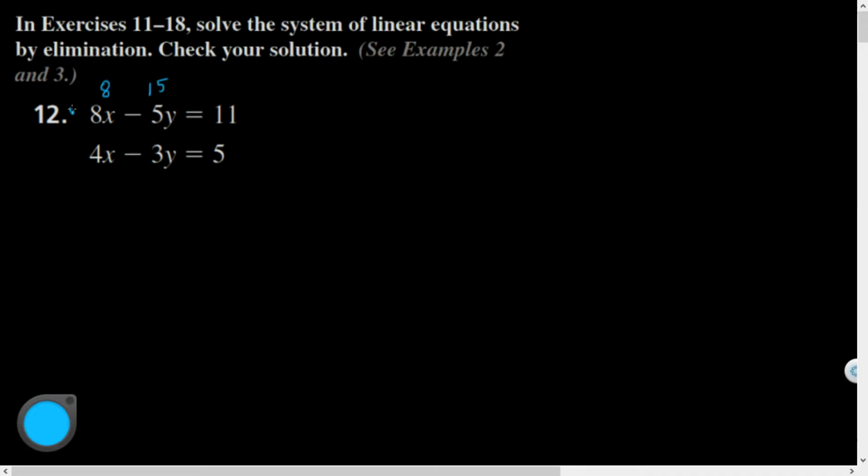So I don't have to multiply this equation by anything to get an 8x. It already has it. What would I have to multiply this equation by? 2. And because I want them to be opposite coefficients, let's make that a negative 2. All right, so step one. Negative 2 times 4x is negative 8x. Negative 2 times negative 3y is plus 6y. And don't forget the right-hand side. Negative 2 times 5 is negative 10.